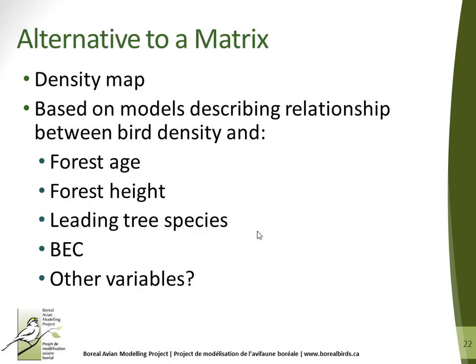An alternative to the matrix approach would be something like a habitat model. So I create a map of predicted density based on models that are built to describe and quantify the relationship between observed bird numbers and the underlying forest characteristics. Those forest characteristics can be described by the VRI attributes, or I can also throw in other things like climate.